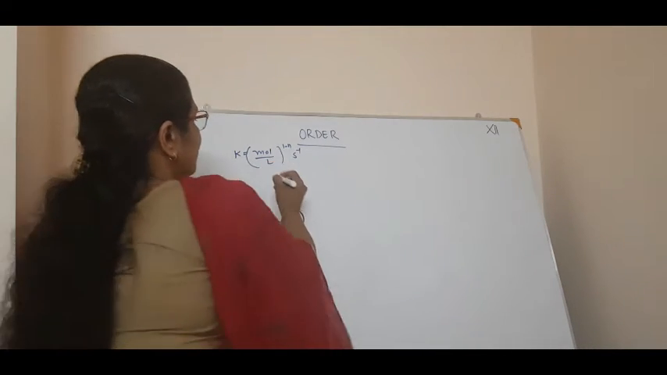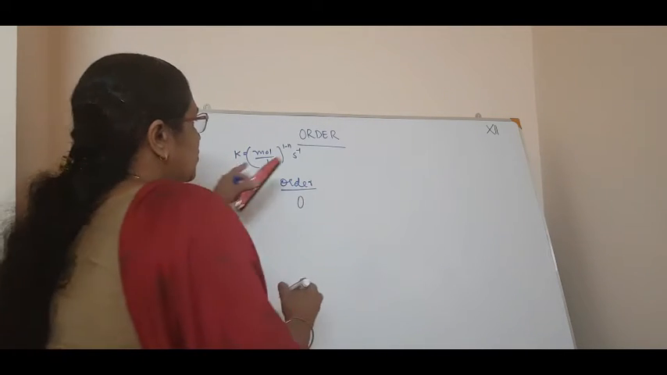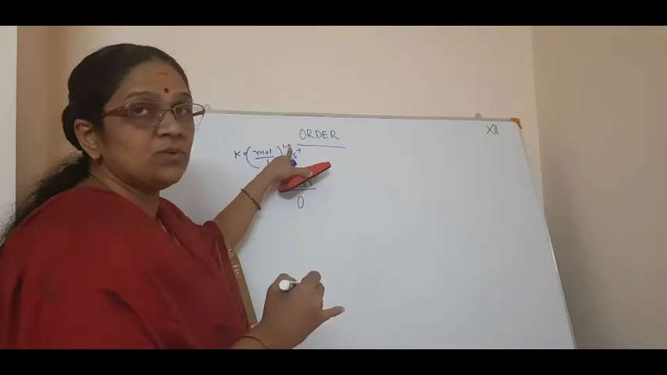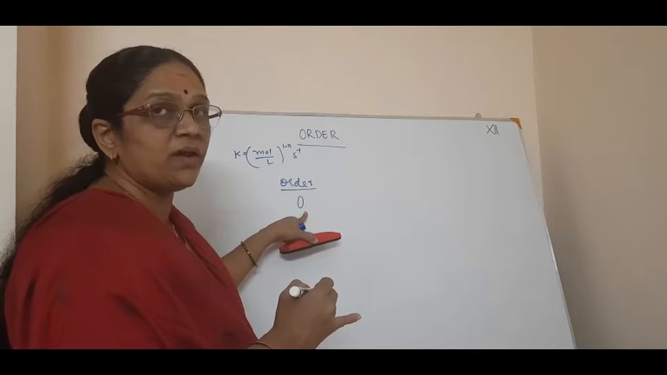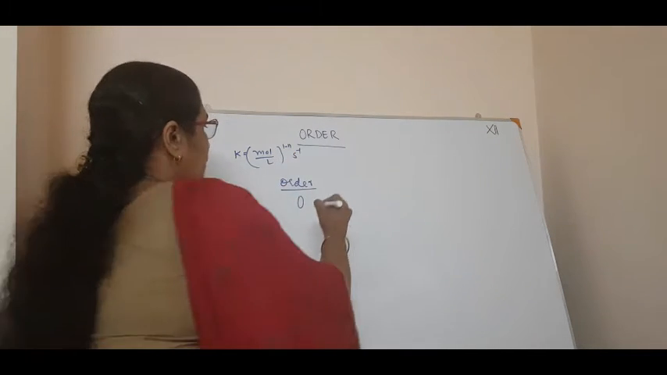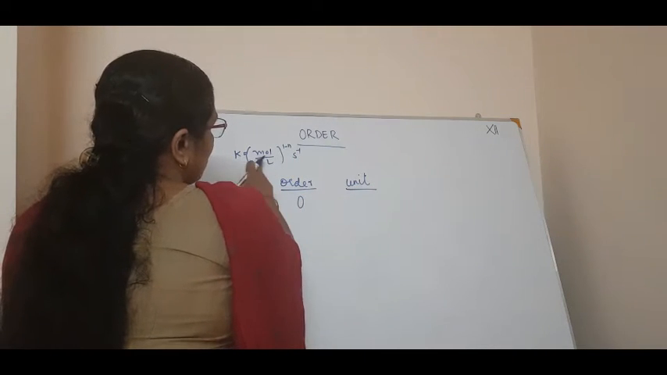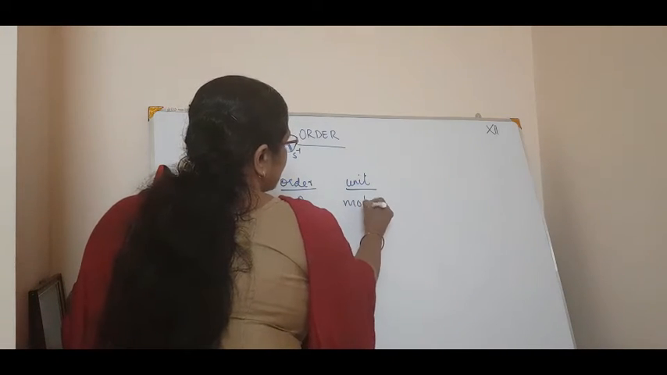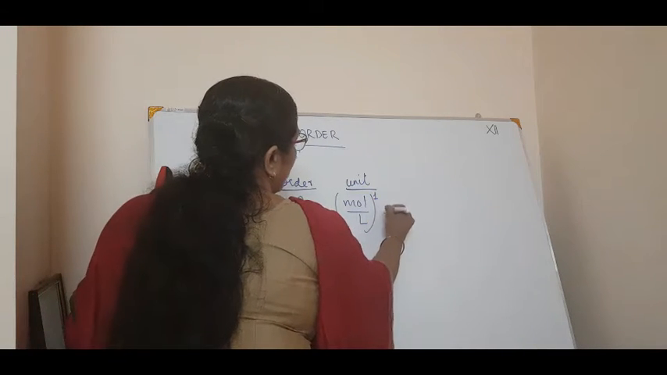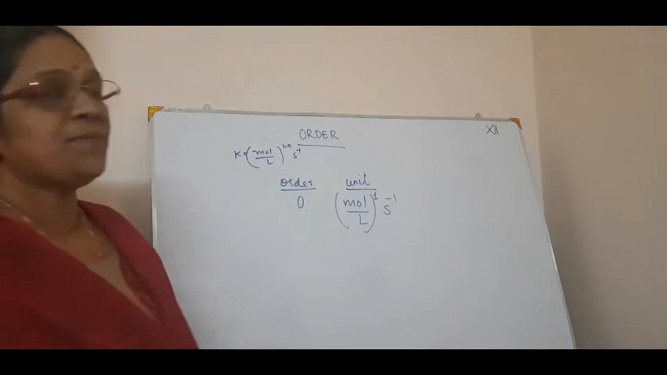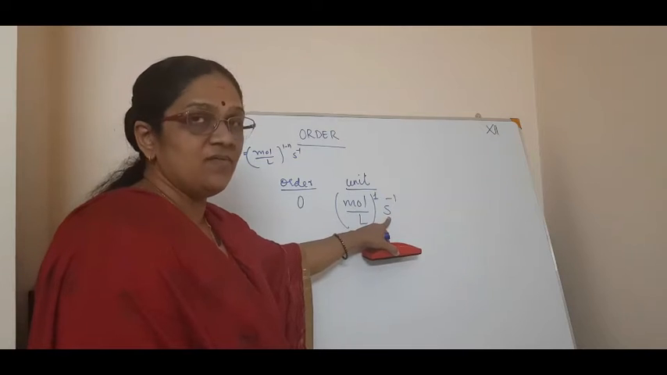Okay. Now for the zero order, the order is equal to 0. So n is equal to what? n is equal to 0. Correct? Putting the value of n, that is the overall order, n, you put n equal to 0, then the unit is what? See, k is equal to mole per liter raised to 1 minus 0, which is 1, and second inverse. See, it is mole per liter second inverse.